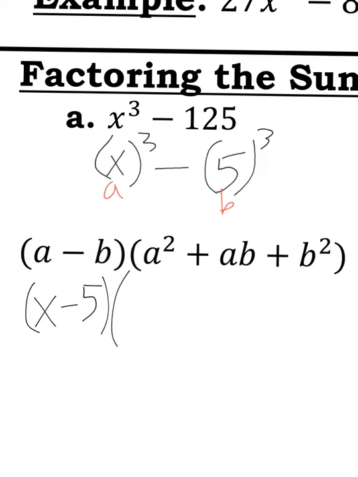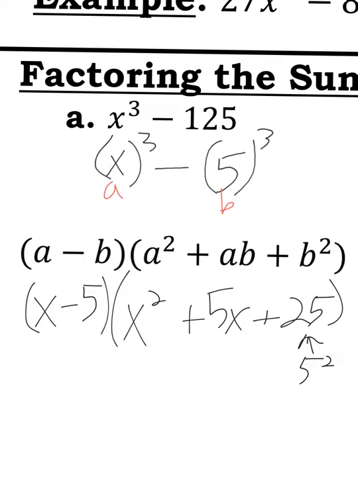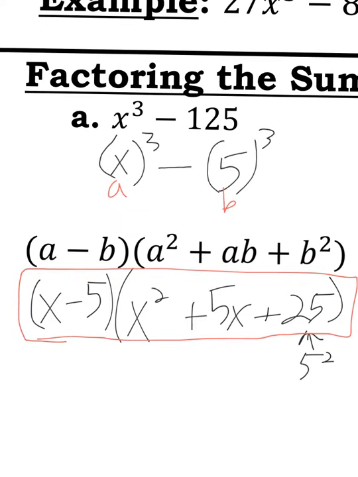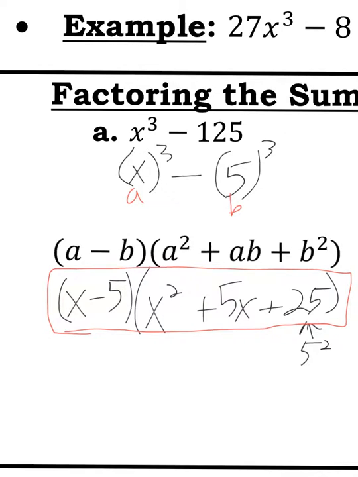So then you're going to write x squared plus ab, which would be x times 5, so just write 5x. B squared is 25 because that's 5 squared. Alright, and this right here is actually the final answer. That trinomial wouldn't simplify because there are no factors of 25 that add up to 5. Your factors of 25 are 25 and 1, that adds up to 26, and 5 and 5, and that adds up to 10. So this is the final answer. Okay, so that's really all there is to say on this example.